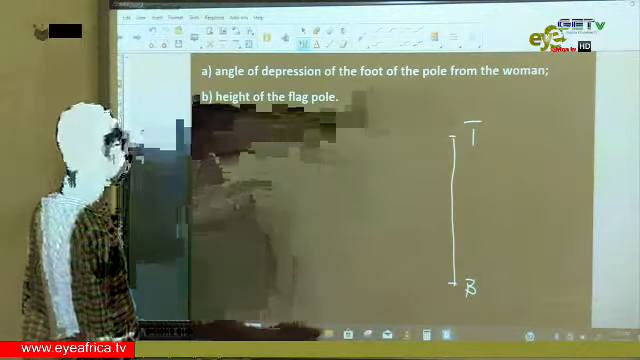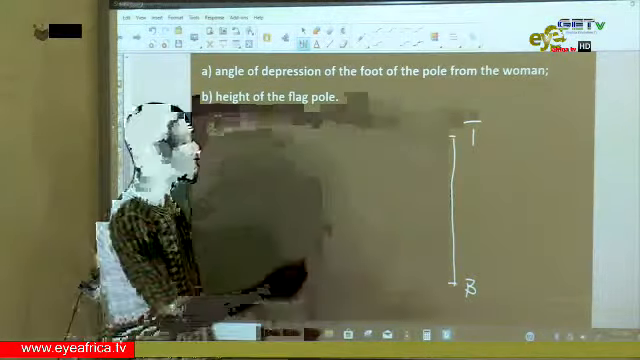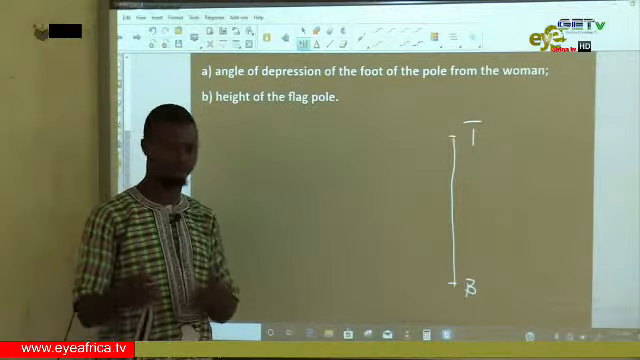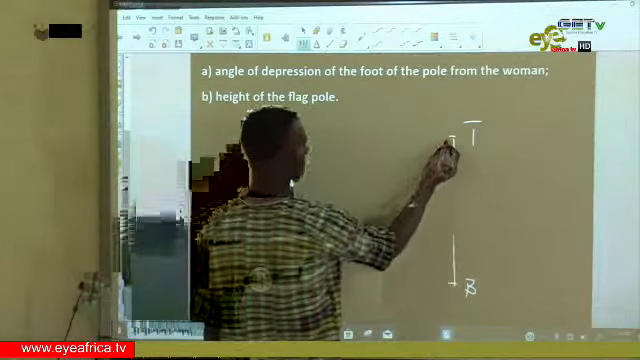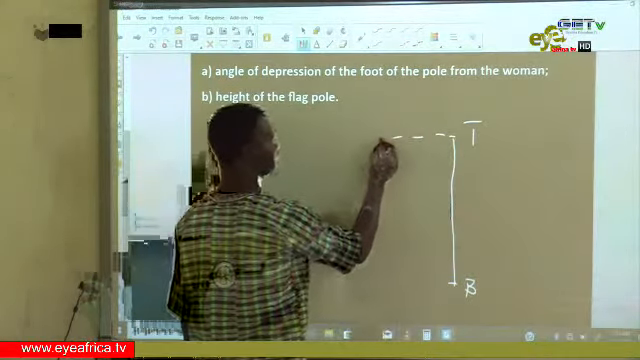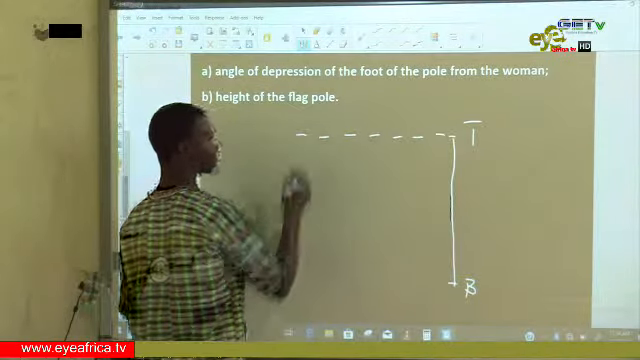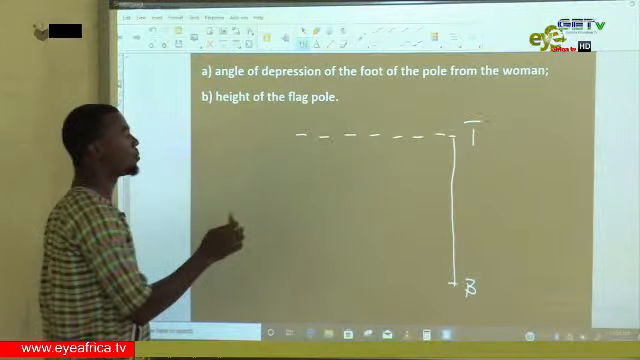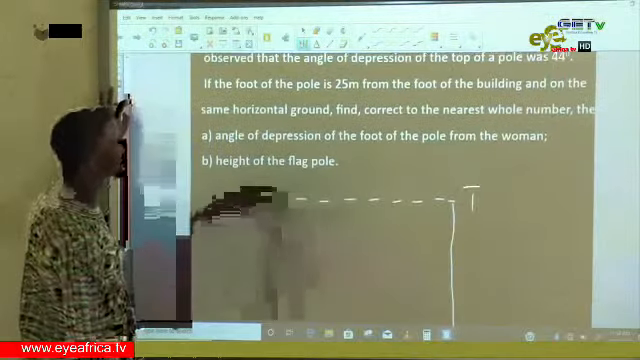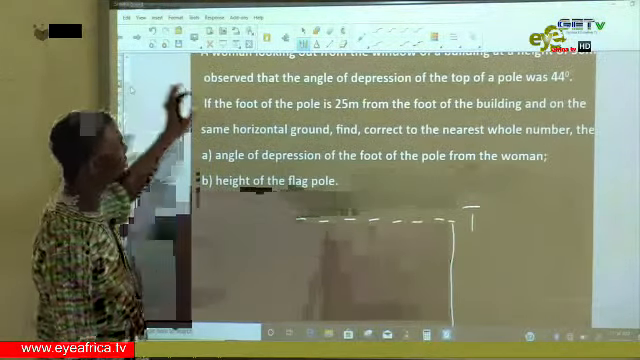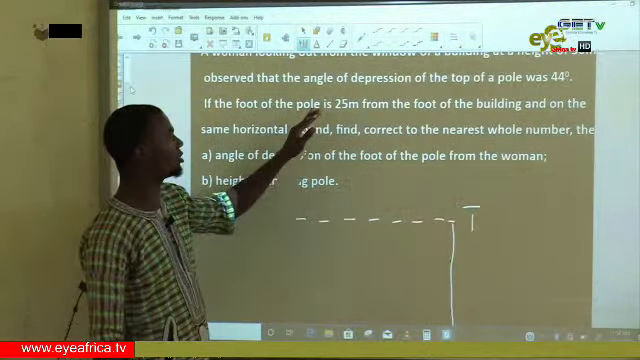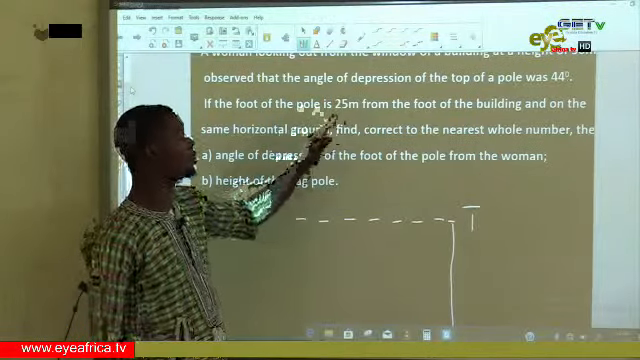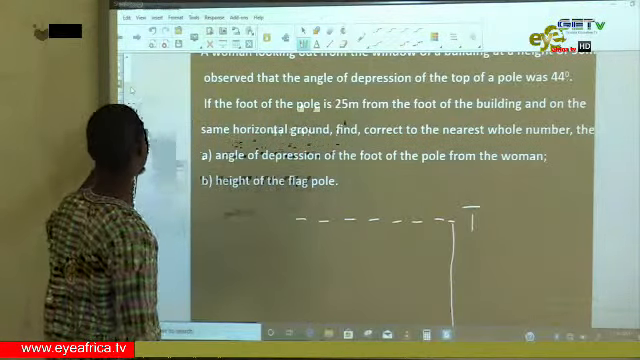A woman looking out, now the angle of depression. Before we get the angle, we get our horizontal eye level. This is our horizontal eye level. Now the woman is looking at a pole. Let's look at the angle. Observe the angle of depression of the top of a pole was 44 degrees.